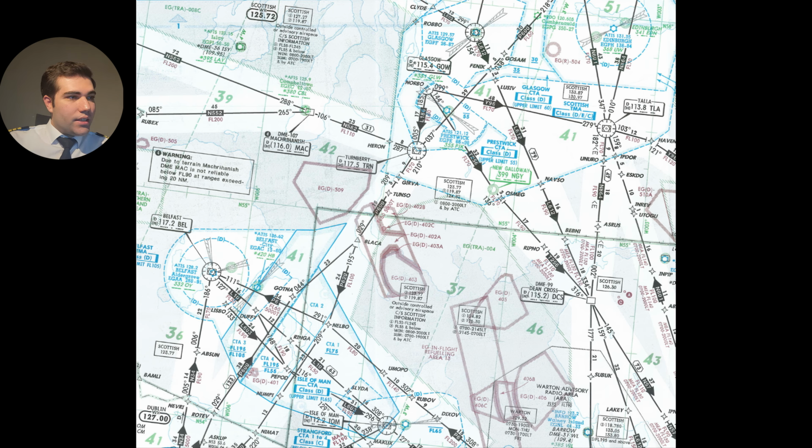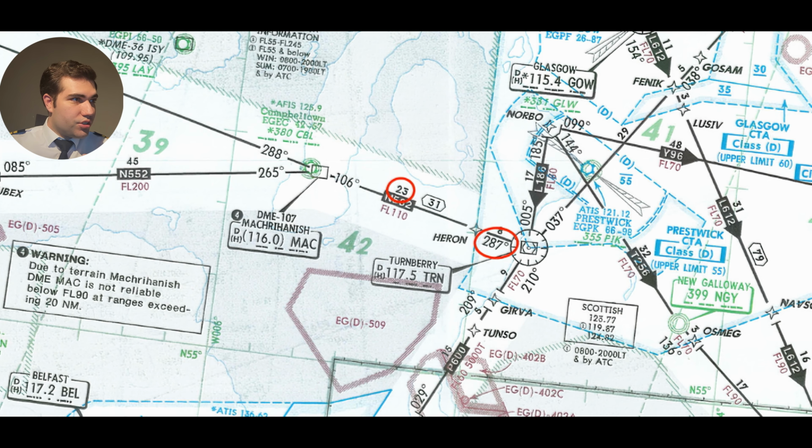The trick here is it also gives us the Turnberry VOR in the question, and it's basically asking only from the waypoint Heron to Machrihanish DME. So you need to focus on the number 23, which is nautical miles, the distance between the Heron and the DME, and between the Heron and Turnberry VOR DME is 8 nautical miles with 287 degrees.